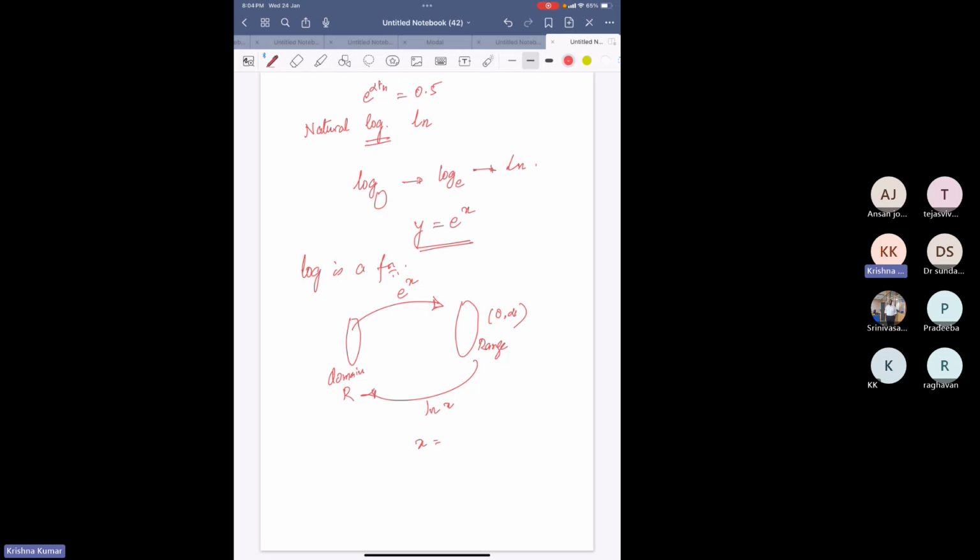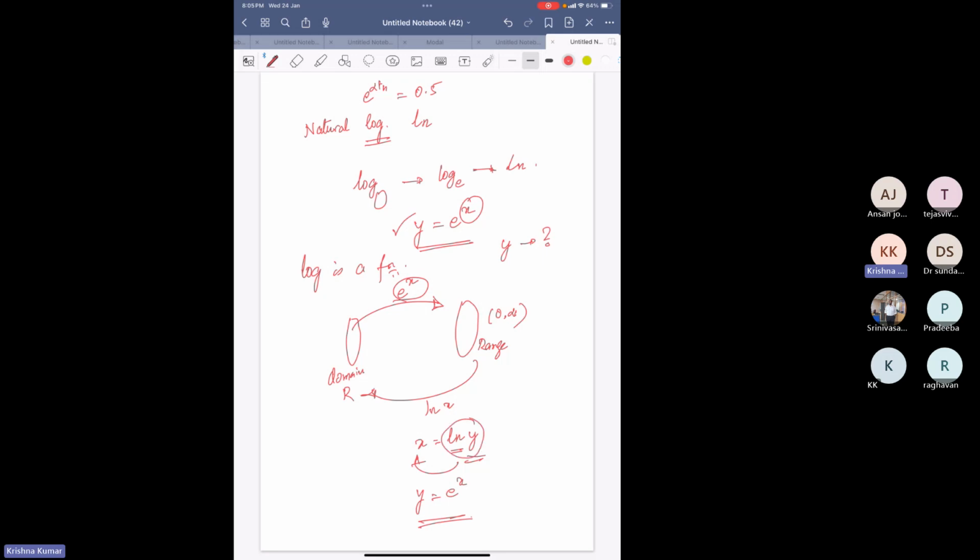What is a forward function? Given x, I can get y. That's what this means. What is the inverse function? Given y, how do I get x? That is where my logarithm helps me. Given y, if I apply this logarithmic function, I will get x. From where did I come? I came from e power x.